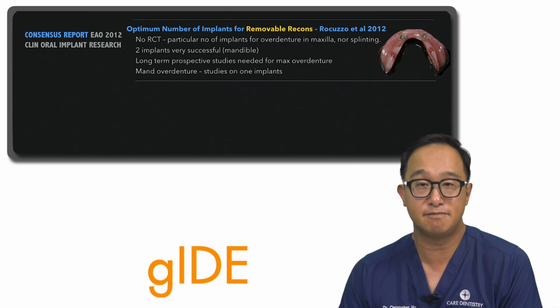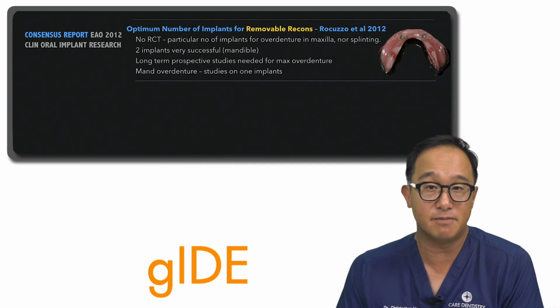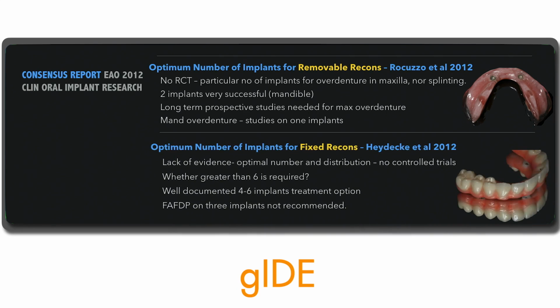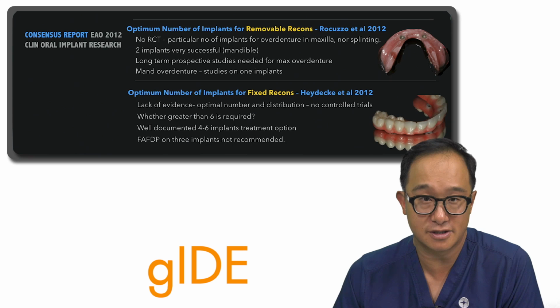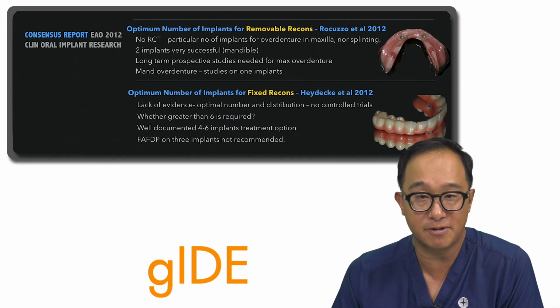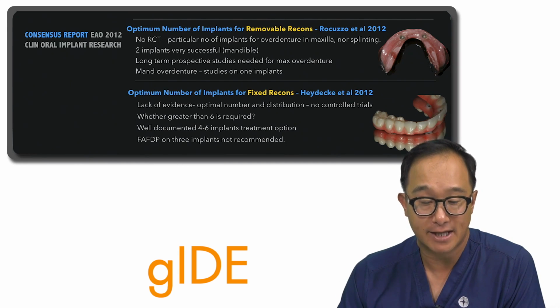Maxillary overdentures have much higher complication rates and much higher failure rates. For mandibular overdentures, there are now studies on one implant, which I'll show you. And what about the fixed reconstructions? Guido Hideki in 2012 also wrote there was a lack of evidence on the optimum number and distribution, with no controlled trials for the numbers of implants for fixed reconstructions. They also mentioned that full arch fixed dental prostheses on three implants were not recommended.